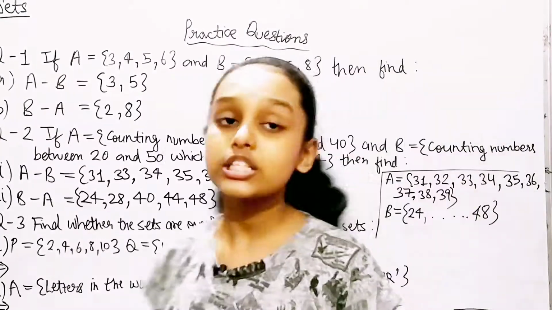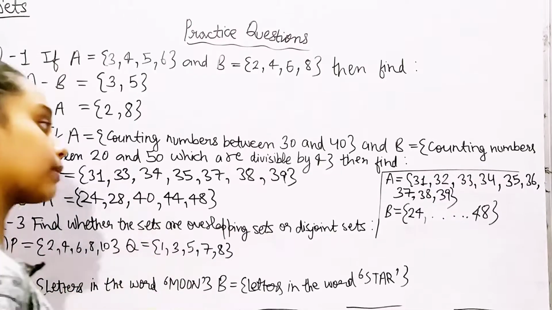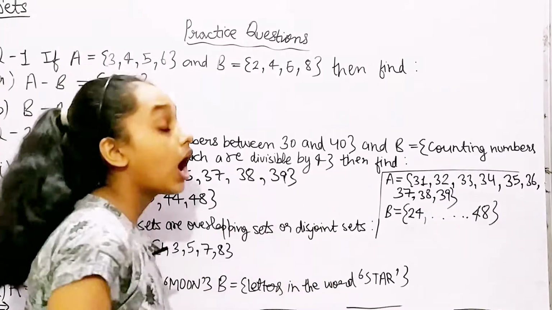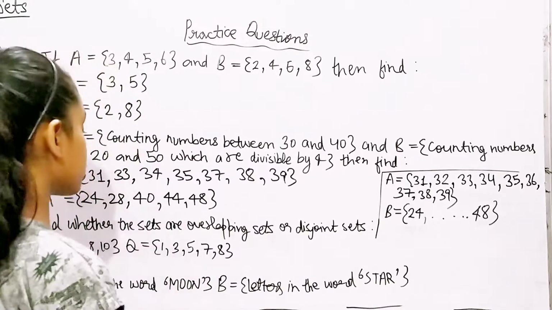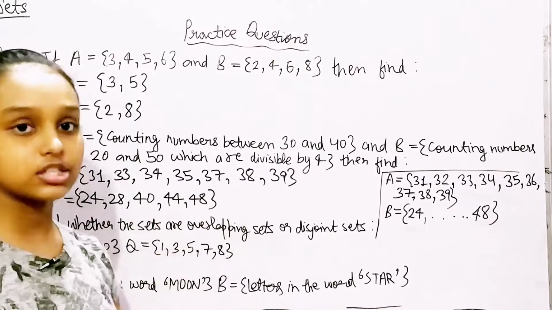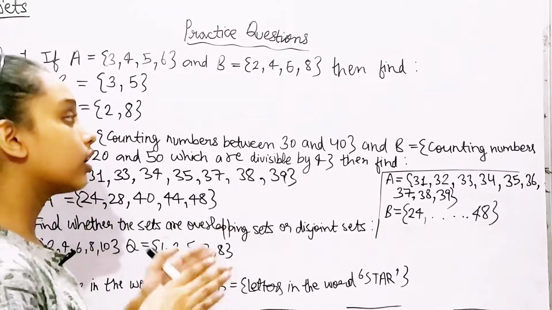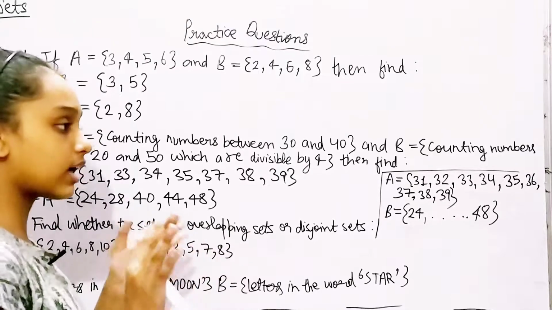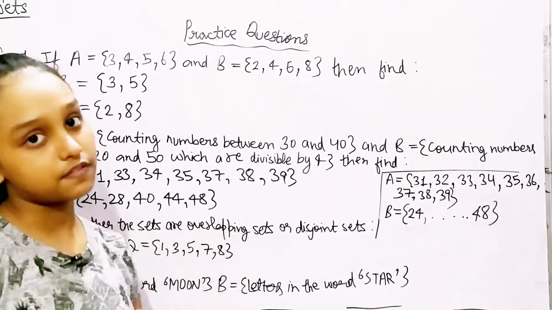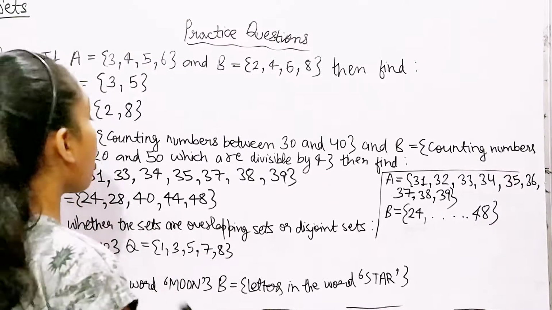So let's continue and move on to our question number 3, which has 2 parts. Find whether the sets are overlapping sets or disjoint sets. The new type of set we're going to study is overlapping sets. Overlapping sets is like an intersection of sets, but it's a little bit different.